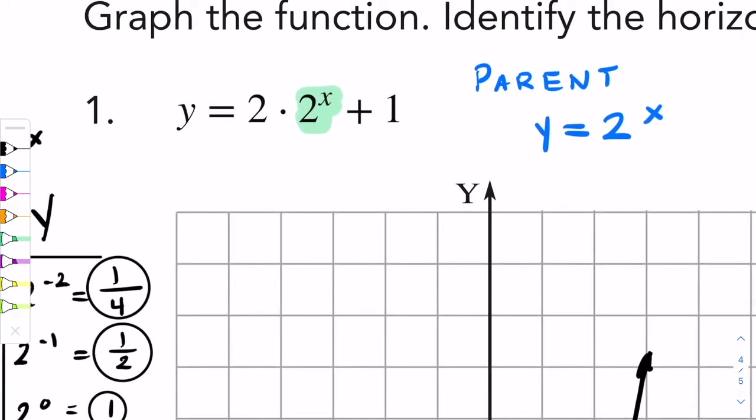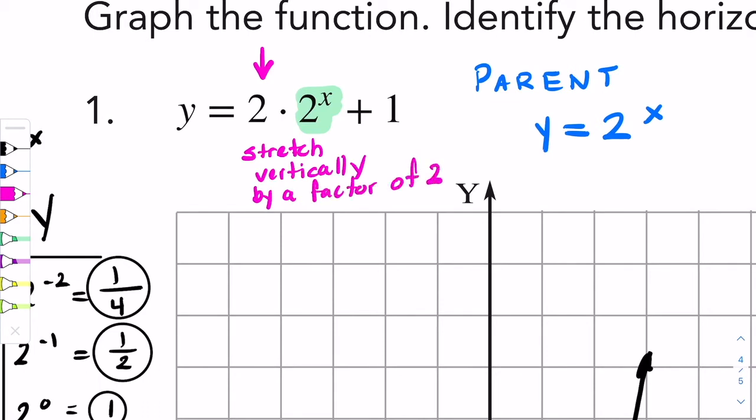So check to see if you have a left or right shift. That would be with your x value. We do not. Next, check for your A value or your reflection. This is a stretch vertically by a factor of 2. That tells us to multiply the y coordinates by 2.